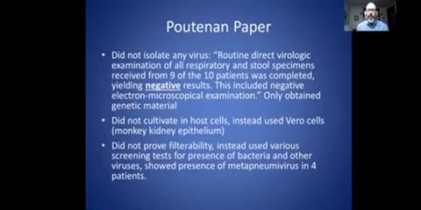So what they did was they performed all of these different tests, mostly genetic tests or antibody tests, to screen out for the presence of other bacteria or viruses that are known to cause disease. And in this case, they actually found metapneumovirus in 4 of the 9 patients, which definitely confused the issue. So once again, in the Putanen paper, they did not prove any of the 3 criterion as claimed.